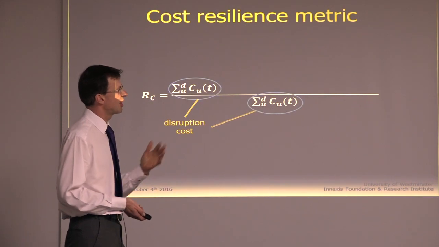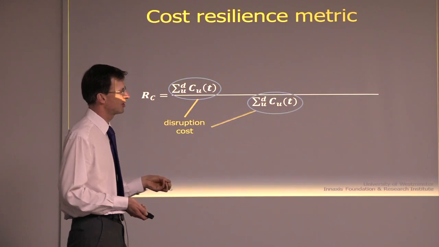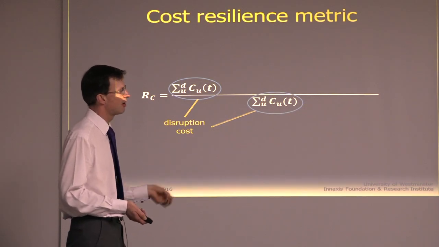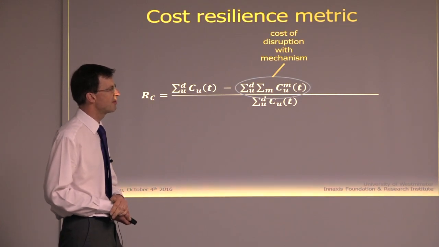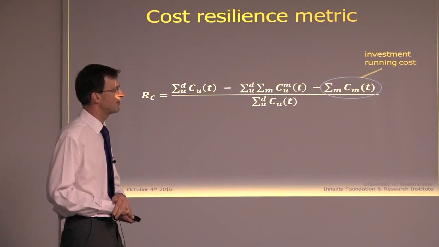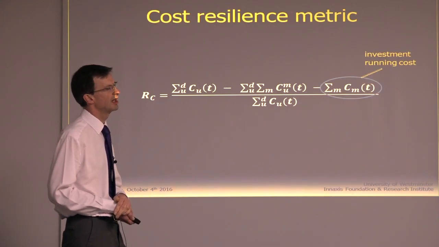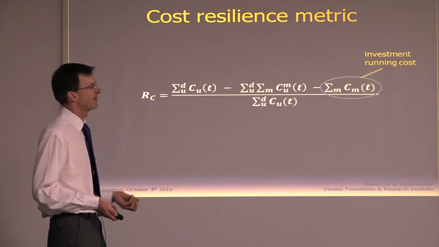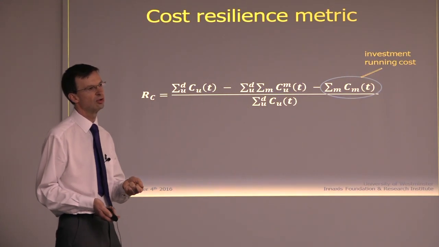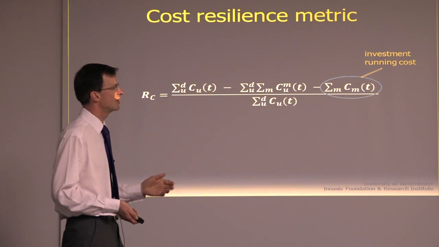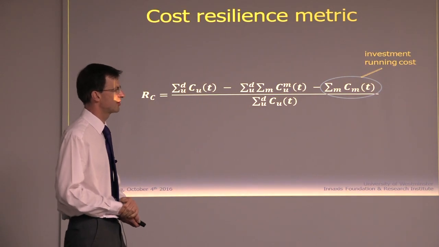So in the term, we include the disruption costs, so what the cost is of the disruption without the mechanisms in place, our baseline status. We take account the cost of the disruption with the mechanisms in place, so we can see the benefit. And we also have to take into account in the formulation the investment running cost. For ACDM, the cost of having staff there, for dynamic cost indexing, the cost of burning extra fuel to recover a delay, etc. So we need to take into account the investment running cost as well.